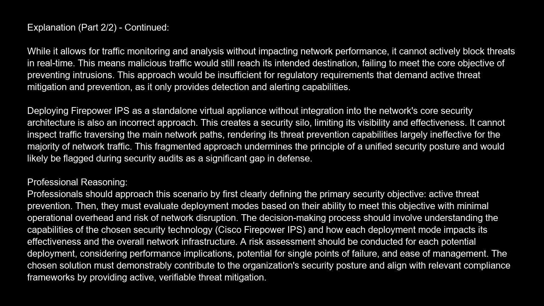Professional reasoning. Professionals should approach this scenario by first clearly defining the primary security objective, active threat prevention. Then they must evaluate deployment modes based on their ability to meet this objective with minimal operational overhead and risk of network disruption. The decision-making process should involve understanding the capabilities of the chosen security technology, Cisco Firepower IPS, and how each deployment mode impacts its effectiveness and the overall network infrastructure. A risk assessment should be conducted for each potential deployment, considering performance implications, potential for single points of failure, and ease of management. The chosen solution must demonstrably contribute to the organization's security posture and align with relevant compliance frameworks by providing active, verifiable threat mitigation.